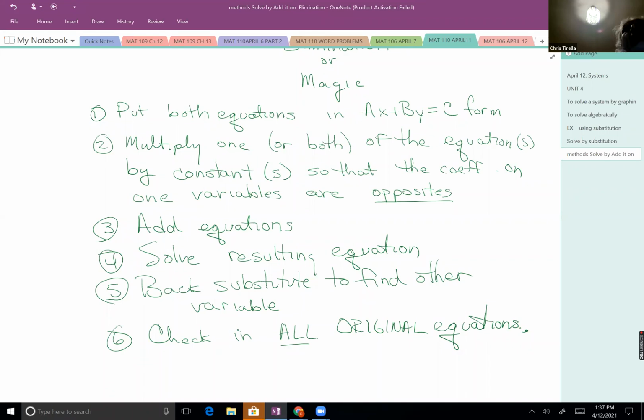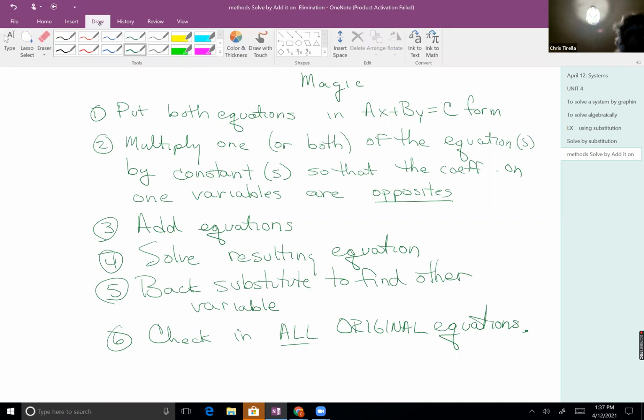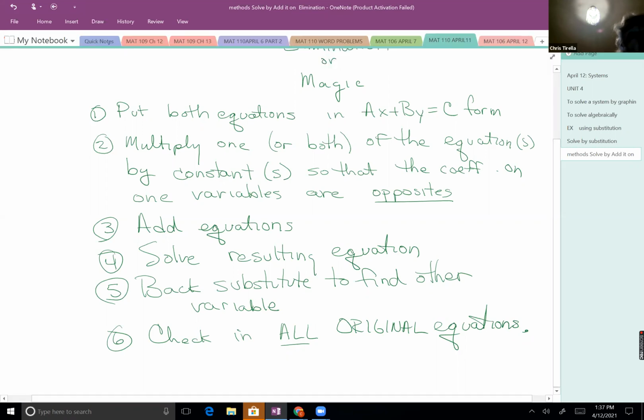Again, I find this method easiest, especially if my original equations are all in that standard form. Are you folks ready for an example or two? Yep.